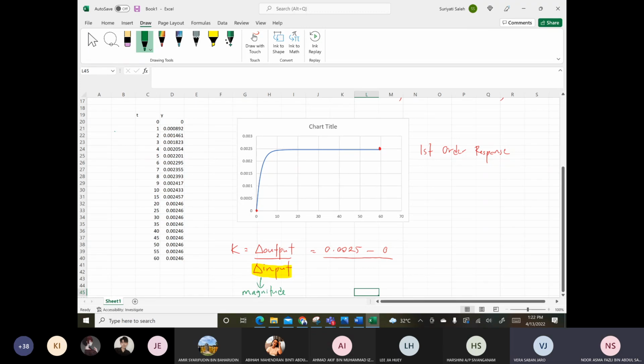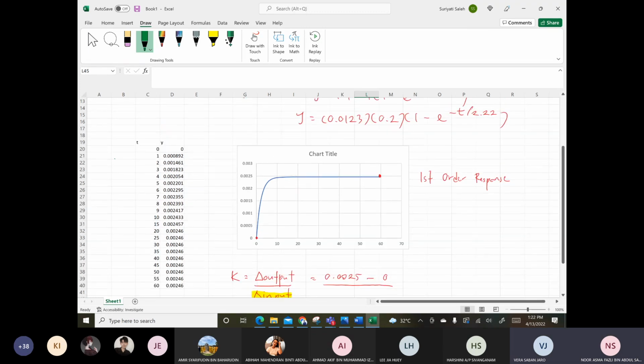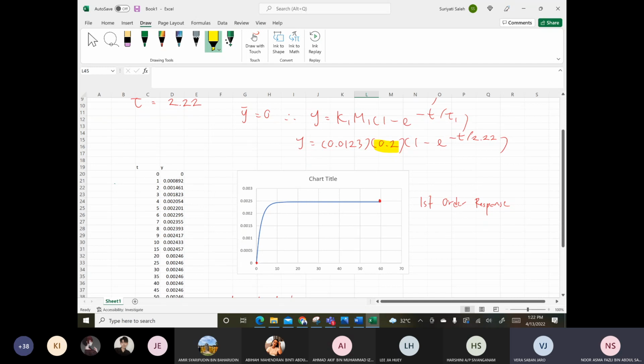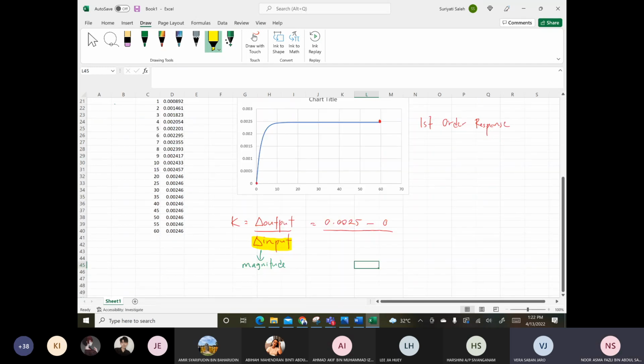Magnitude of change. So the magnitude in this case is this. This is normally given to you because the magnitude is based on the step input. So normally this information is directly supplied to you, so you just use it. The data input in this case will be 0.2.